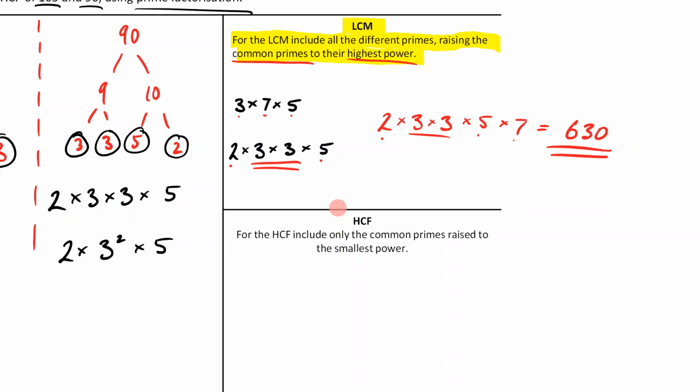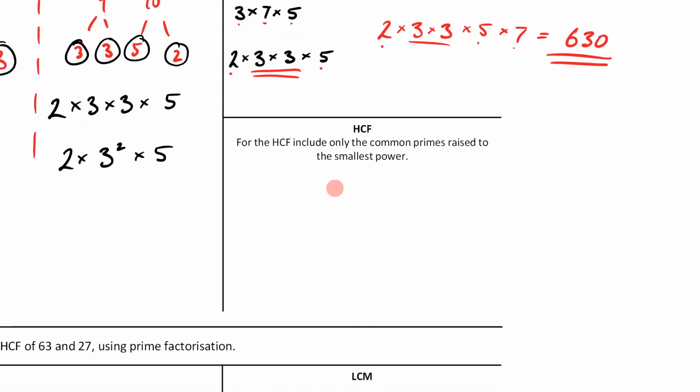Let's now do the HCF. All right, so for the HCF, it says include only common primes raised to the smallest power. This one's a bit simpler. Let me show you how you would approach this one. Again, we're just going to write down our prime factor form. So 3 times 7 times 5. And then 2 times 3 times 3 times 5.